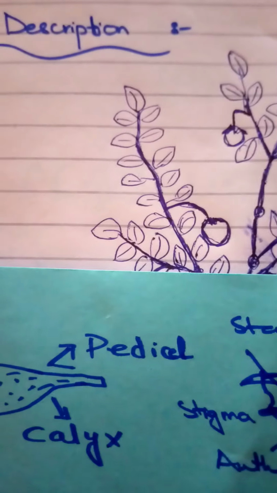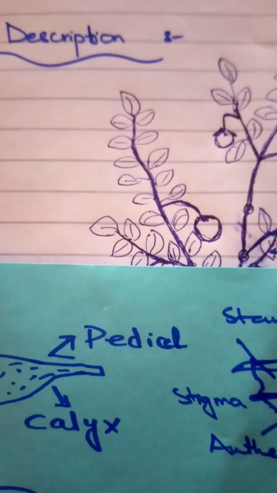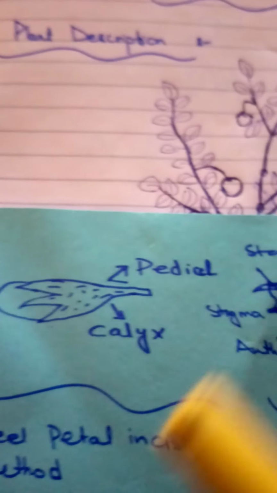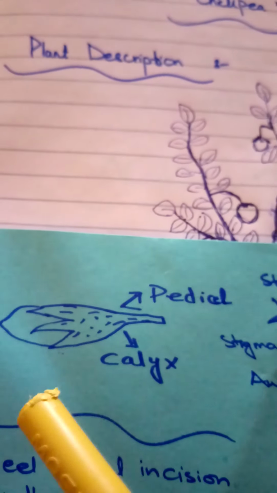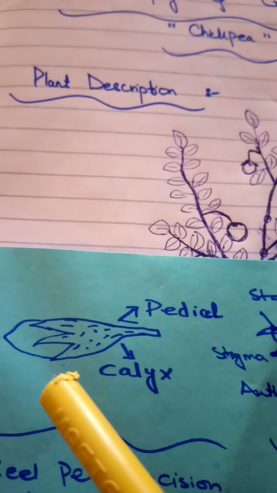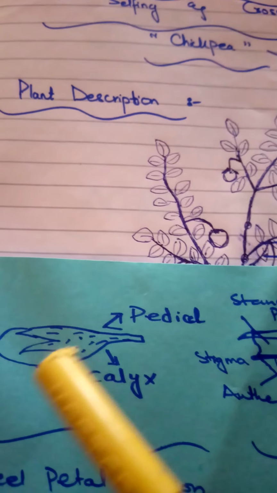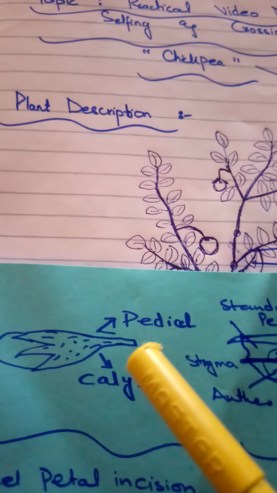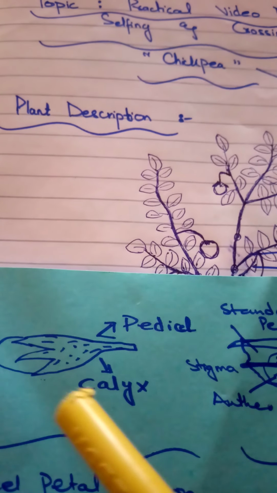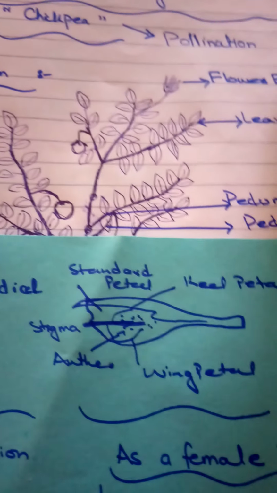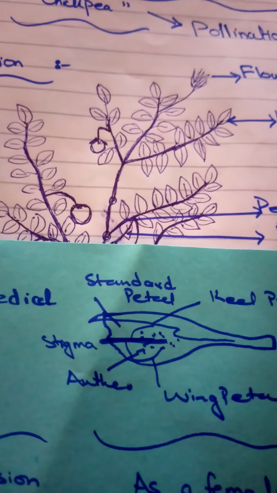So first of all, how can we do cross pollination? We have to demonstrate some structures. As you can see, this is a bud. This is a chickpea bud. As you can see, the pedicel and calyx. Pedicel is present at the base of the bud, and calyx contains the 5 sepals and is usually green in color. Then you can see the dissected bud.